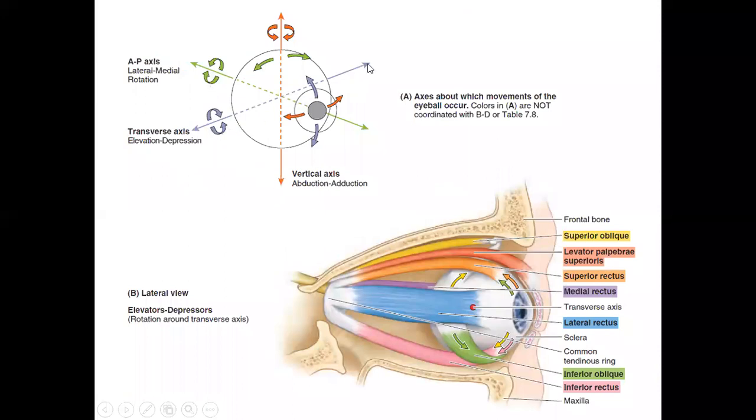So this one is the transverse axis. Along this axis, there will be elevation and depression. Around the vertical axis, there will be abduction and adduction, and around the anterior-posterior axis, medial rotation or intorsion, and lateral rotation or extorsion.